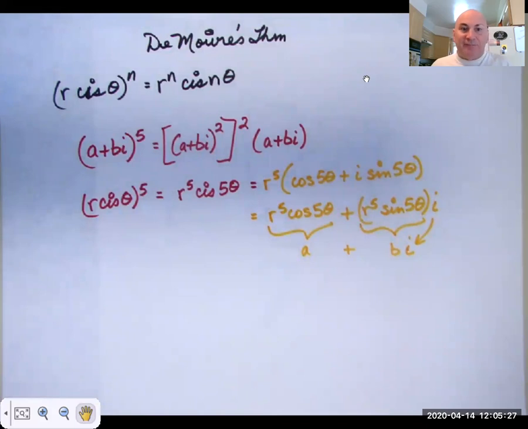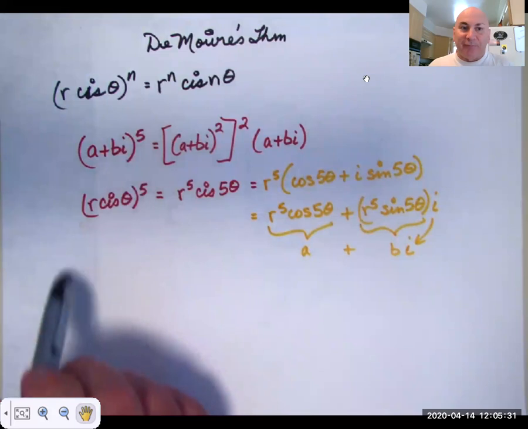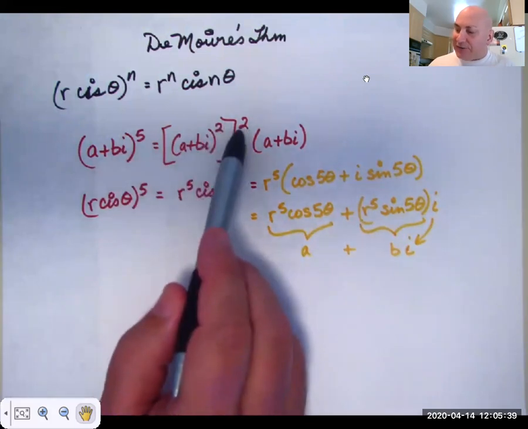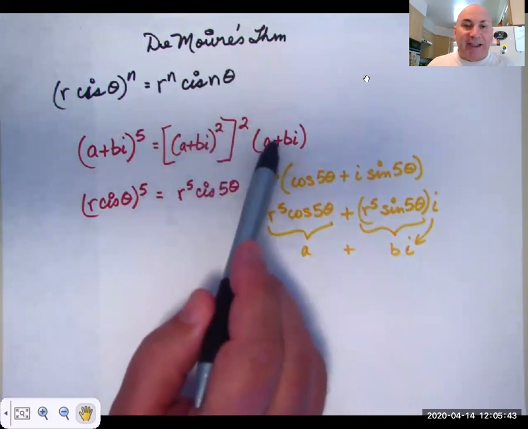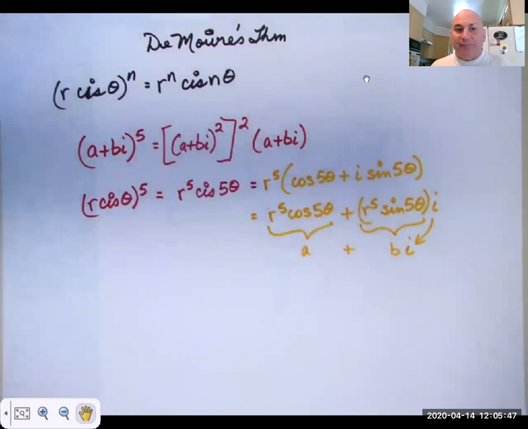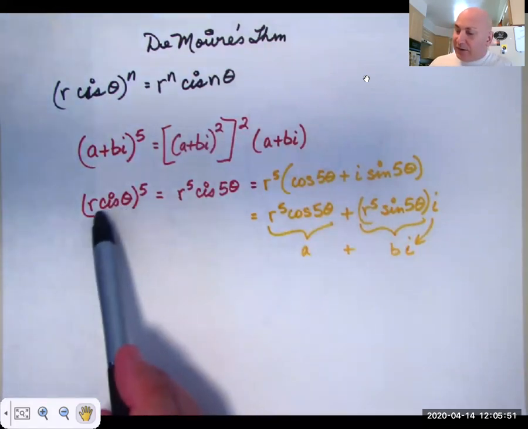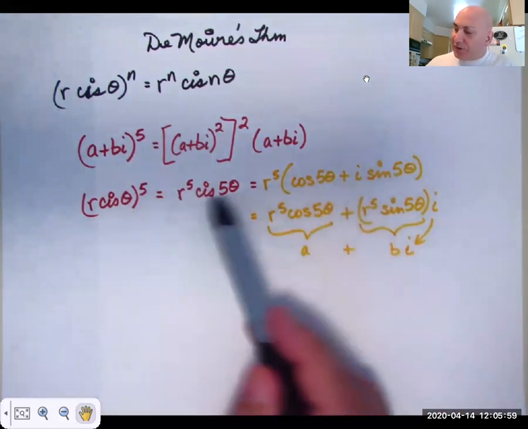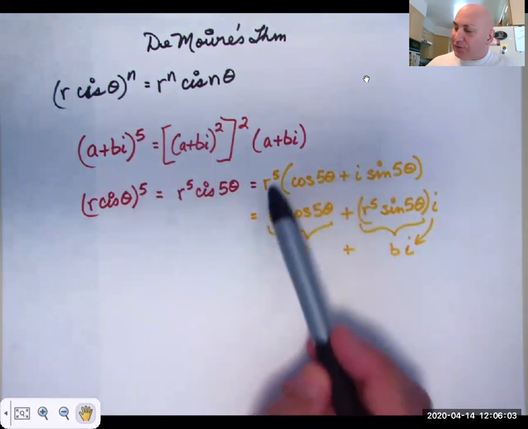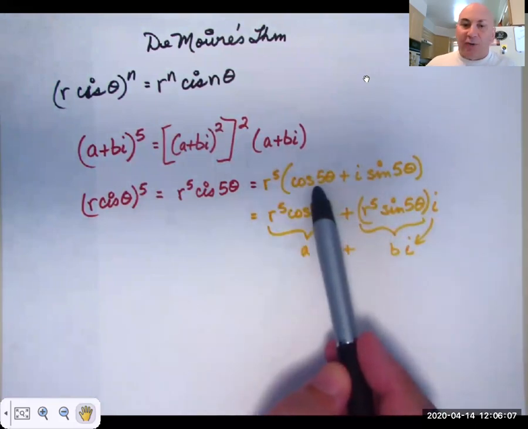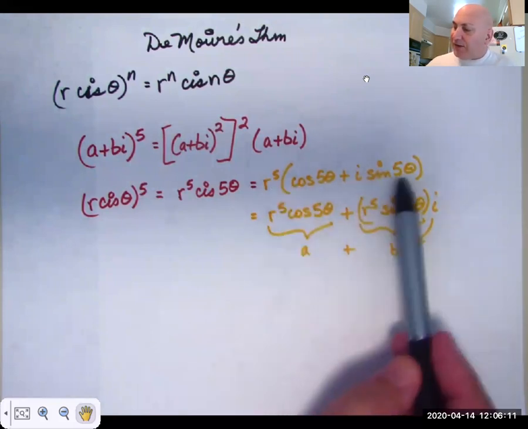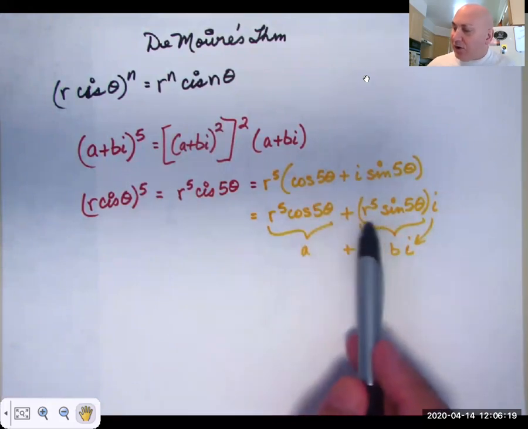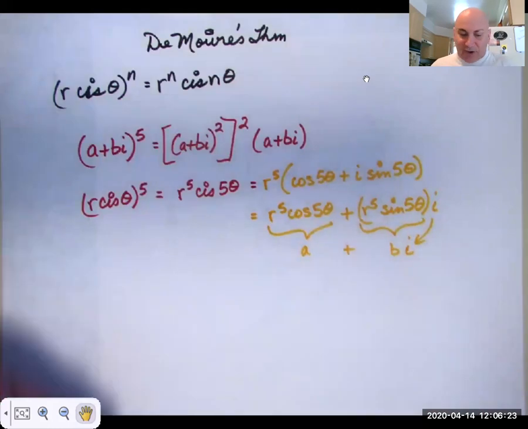Now, if we wanted to find a plus bi to the fifth power, so this is not in polar form, well, the easiest way to do that would be to square it, square that answer, which gives us to the fourth, and then multiply it again by a plus bi. That's a lot of foiling. Take a number in polar form, though, it's r to the fifth cis 5 theta. And then if you wanted to convert it back into a plus bi form, you distribute. So it's r to the fifth cosine 5 theta plus r to the fifth sine 5 theta times i. So r to the fifth cosine 5 theta becomes your a, r to the fifth sine 5 theta becomes your b, and then you still have your i.